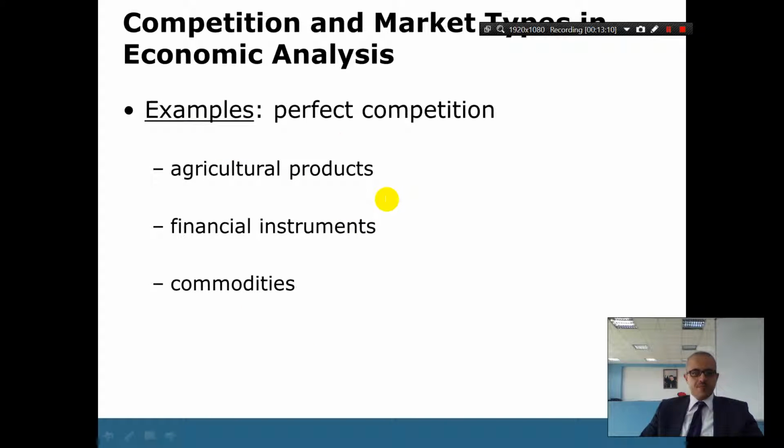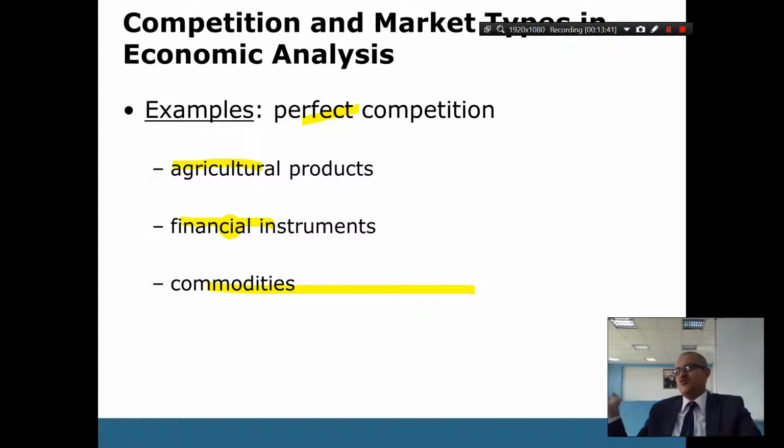Here we got examples: perfect competition, agriculture, financial, commodities. Financial instruments like stocks and bonds, mutual funds. Sometimes you get this interest. If you go borrow money from different banks, here you can get what is it? What is the name of the bank? Wadiyat al-Barakah. I'm trying to do differentiation, but it's the same idea.